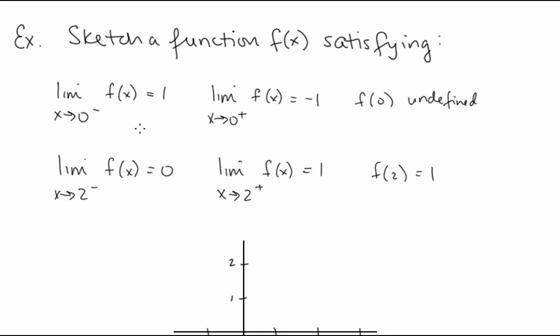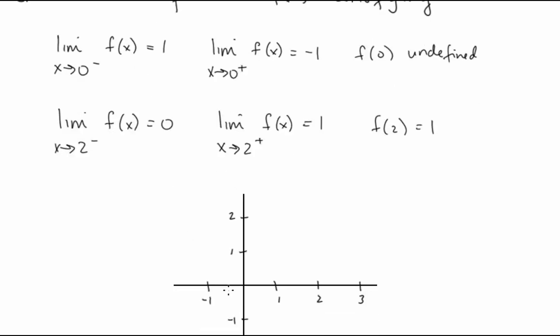As we go through the conditions here, we realize that whatever we draw might need to be changed, so it's always good to do this with a pencil or a digital pen that can be erased. So we'll start here and we'll see how it goes. The limit as x goes to 0 from the left of f of x is equal to 1. So as x goes to 0 from the left, we want our function values to go to 1. So we might have something like that. So we've got that condition.